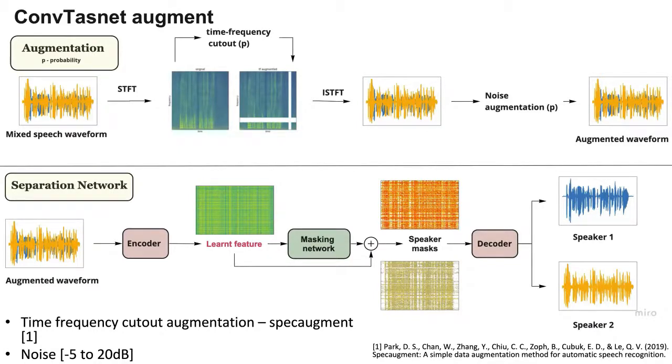I used a Conv-TasNet based separation system, which takes in waveform as input, followed by an encoder that learns a representation, which can be fed to the masking network to learn respective masks for the sources in the mixture. And finally, the mask is multiplied with the learned encoder representation and used as input to the decoder to predict the individual waveforms.